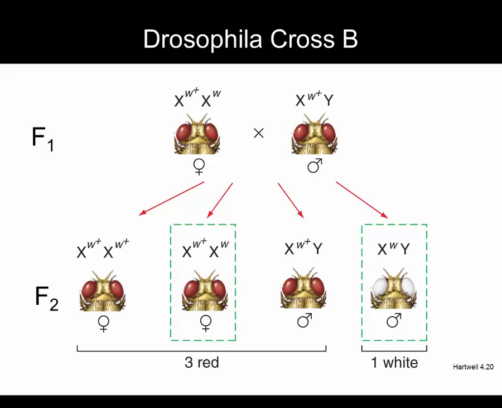The F2 females were evenly split between homozygous dominant and heterozygous, and the F2 males were all hemizygous, but with an equal chance of having a red or white allele. Note how the alleles are displayed here. Genes on the X chromosome are shown as an X with the allele indicated in the superscript. W+ is used for dominant wild-type alleles, and W's without pluses are recessive mutant alleles.